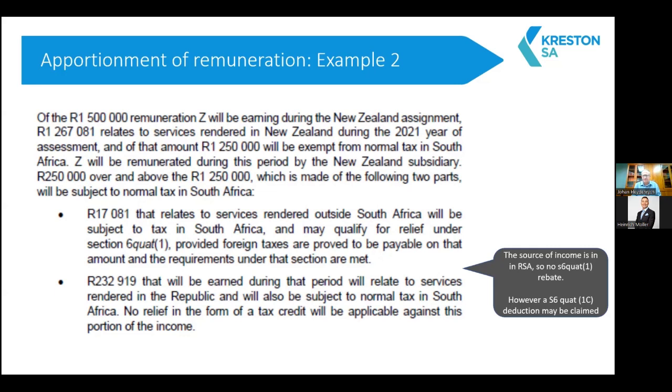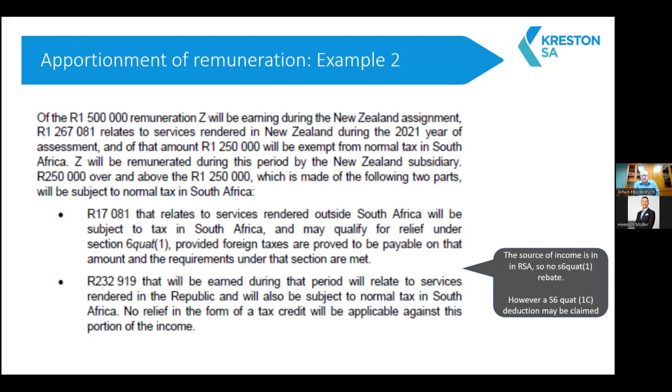Now, because the services were physically rendered in South Africa, then arguably, if the New Zealand tax authorities taxed that 232,000 rand, you can get a deduction, not a rebate. And we'll be talking about section 6 quat in a future tax chat as well, because it's also very complex legislation. You can see, so now you've calculated it.